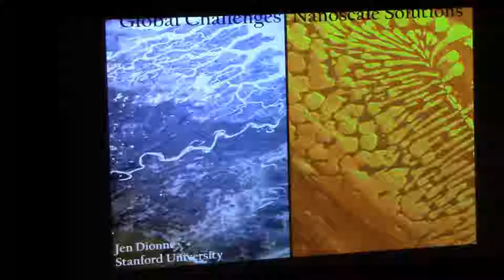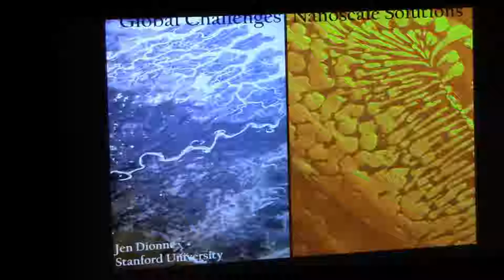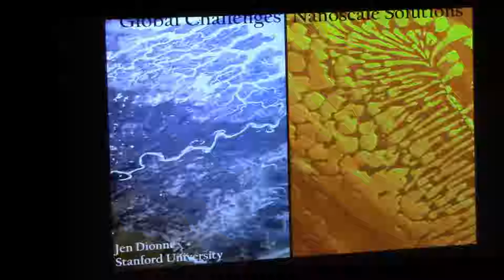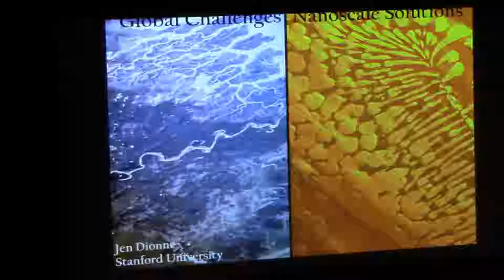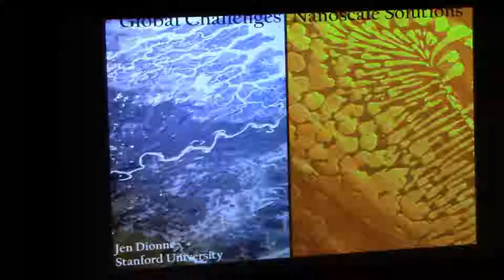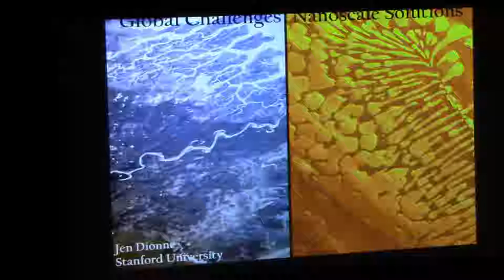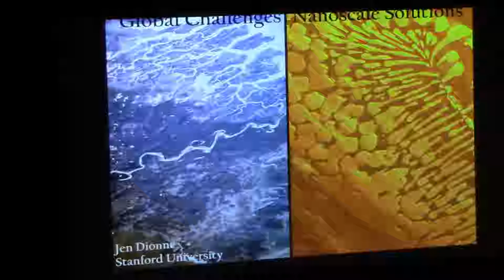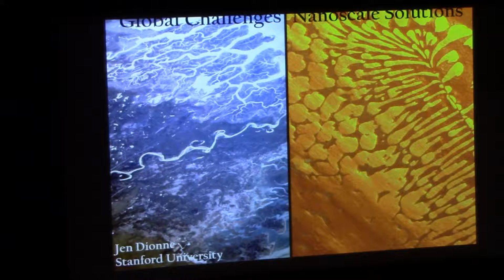First of all, a little bit about the title slide. On the left-hand side is a satellite image of the Indus River Delta. The Indus River is, of course, one of the longest rivers in Asia. And on the right-hand side is a material made in my lab. For a sense of scale, on the left you're looking at something that's about 16,000 square miles. On the right, it's about 1 square millimeter.